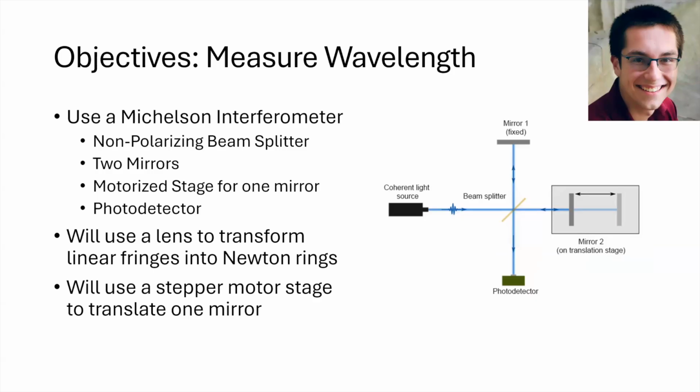For measuring wavelength, we are going to use a Michelson interferometer, and this involves a non-polarizing beam splitter, which will split the beam into two arms, which will then recombine into one beam where the path length difference from the two arms creates an interference pattern, which will allow us to measure the wavelength of the beam. We're going to use a lens so that the fringes will be circular. And we're also going to use a stepper to translate the mirror.